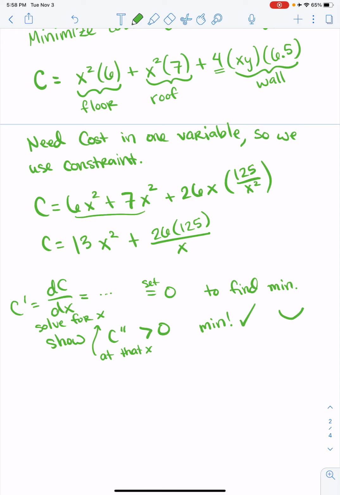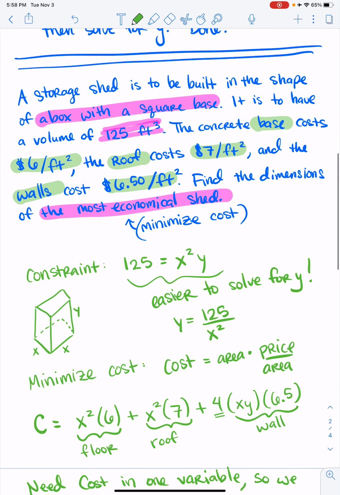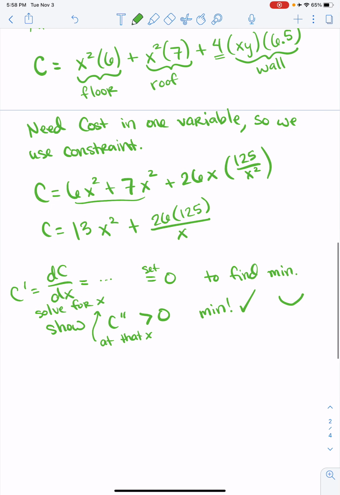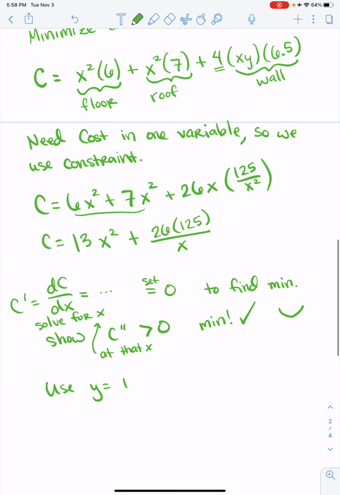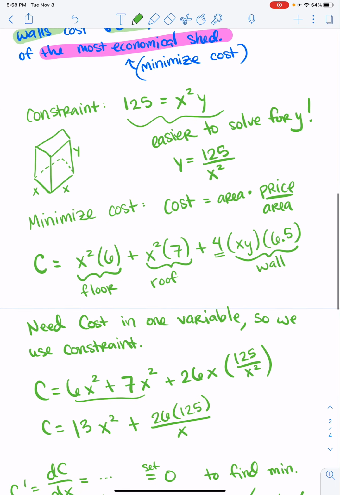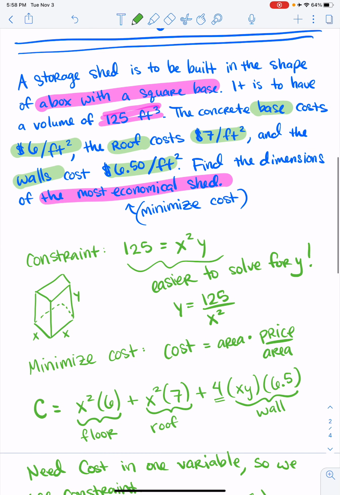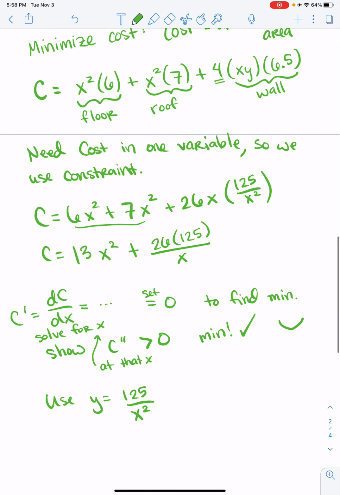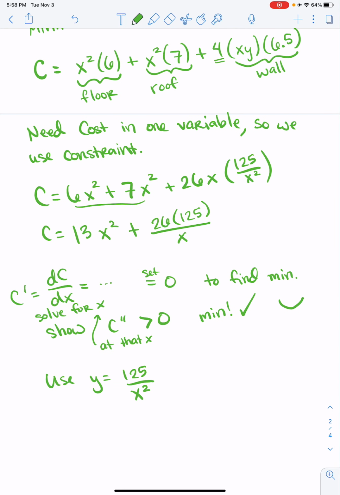And then what? You found your x. What's the problem asking for? Find the dimensions. So you want to find x and y. Then you use y equals, what was it, 125 over x squared. You probably have a different number than 125, but whatever your number is, just replace all of these values with your number.